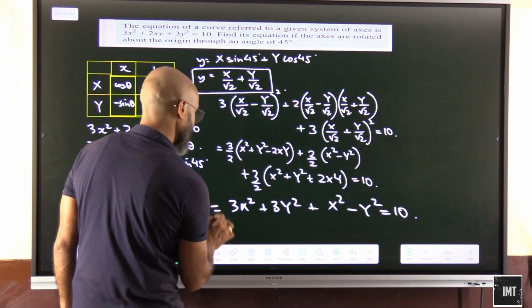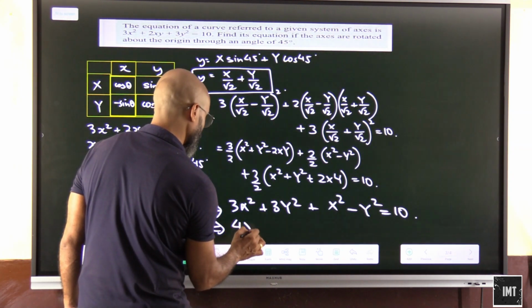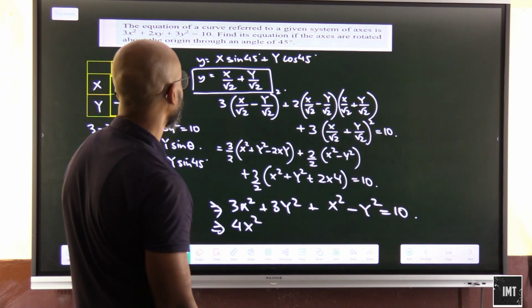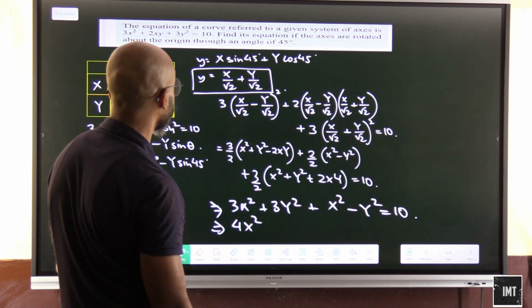So what do we get here? 3x square plus x square, that is 4x square. Plus 2xy.